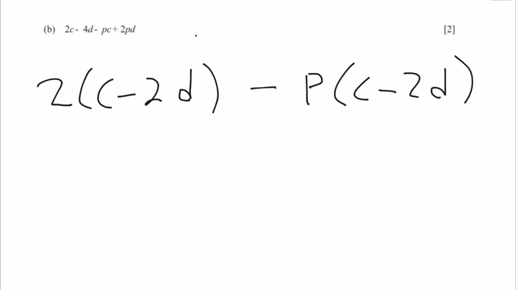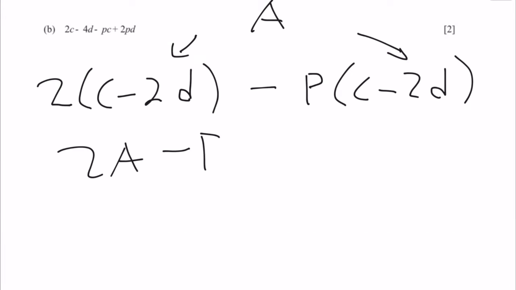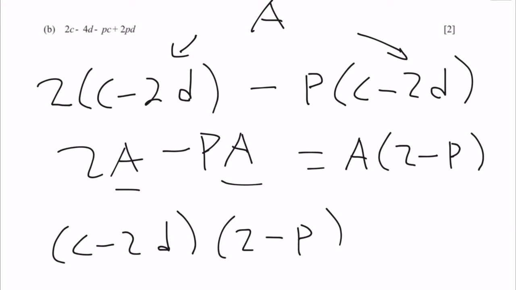And oh wait, c minus 2d is here and over here. So we can set this as a for now. So we can say 2a minus pa. And you can see we can group the a's. That will become a times 2 minus p. And we know a is c minus 2d. So we have c minus 2d times 2 minus p. So that is how you solve this one.